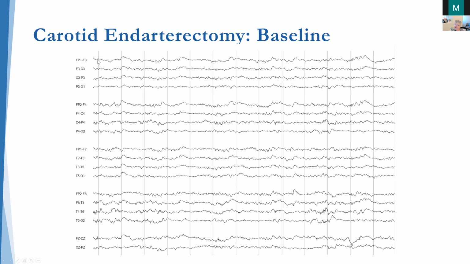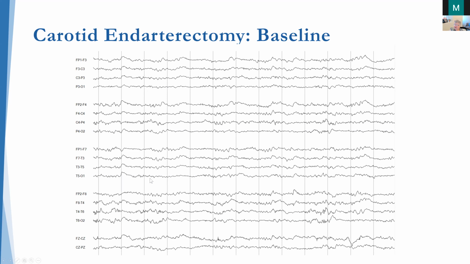So I'm going to give an example now of a patient undergoing carotid endarterectomy with clamping of the carotid. Here is the raw EEG. So initially we see sort of a sedated EEG. We see some beta activity. The beta activity is actually initially a little bit more prominent over the right hemisphere compared to the left, particularly in the temporal region.